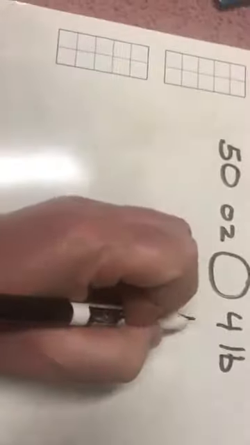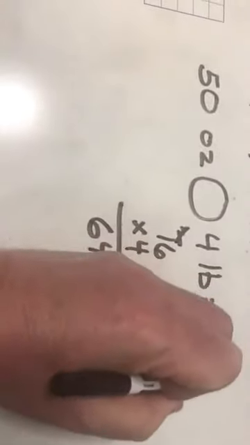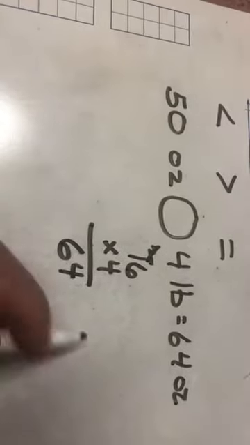So what I'm going to do is I'm going to do 16 times 4 to figure out how many ounces that is. Well, 4 times 6 is 24. Put the 4 down, carry the 2. 4 times 1 is 4, plus 2 is 6. Okay? I find that 4 pounds is equal to 64 ounces. All right? Which means that 4 pounds is bigger than 50 ounces.